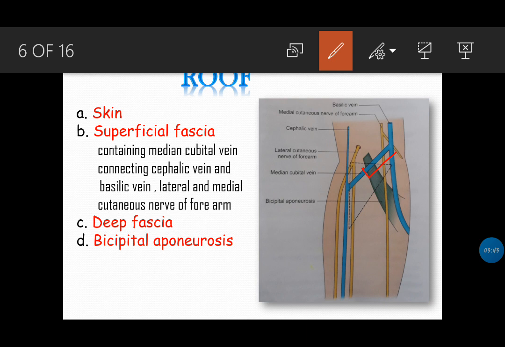median cubital vein. So this median cubital vein connects the cephalic vein and basilic vein. Then we have the lateral cutaneous nerve of forearm, and then we have the medial cutaneous nerve of forearm. So these are the contents present in the superficial fascia. And next we have the deep fascia beneath the superficial fascia, and at last we have this bicipital aponeurosis. So these form the roof of cubital fossa.